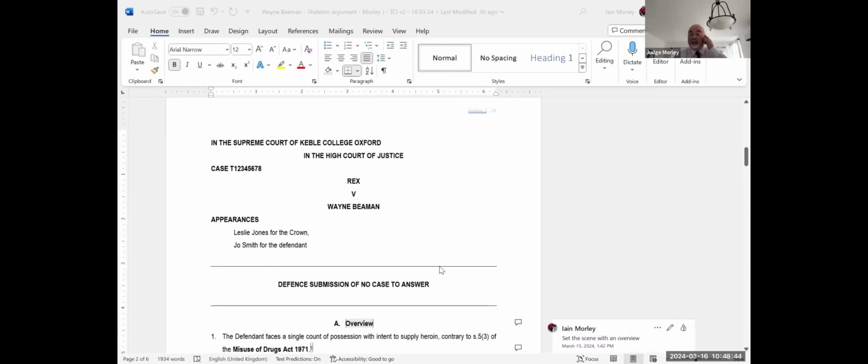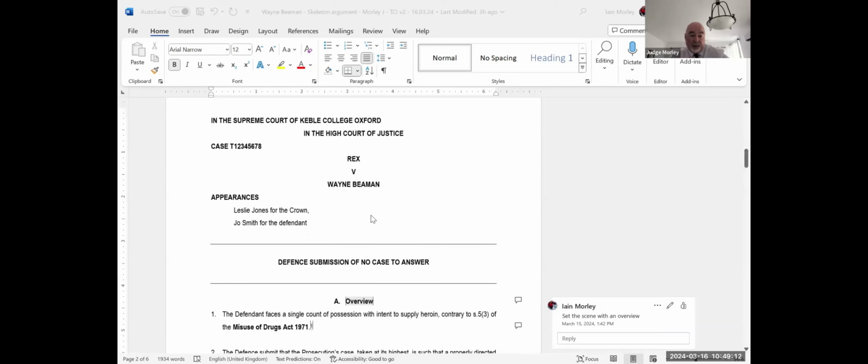And the skelly is a submission of no case to answer. And you may think a brave submission, but look how it's presented. And as I say, this was a good effort by one of the youngsters, a bit adapted. I've laid it out as being the Supreme Court of Keble College, Oxford, and the High Court of Justice, as we would say in the local area, in the local region. It's got a case number. It's set out as the case against Wayne Beeman, with the appearance of androgynously a Leslie Jones for the Crown and a Joe Smith for the defendant.